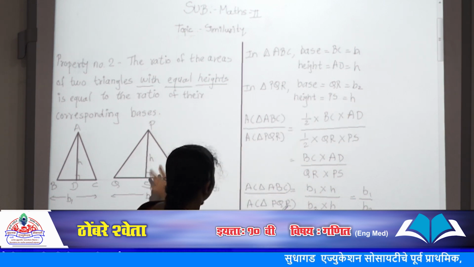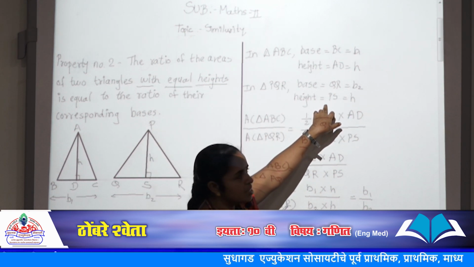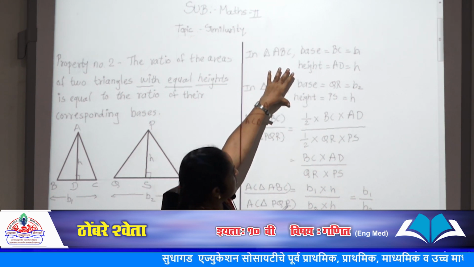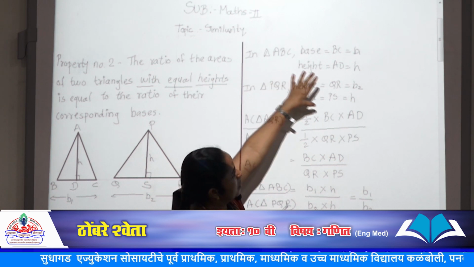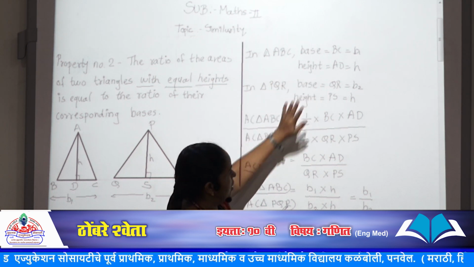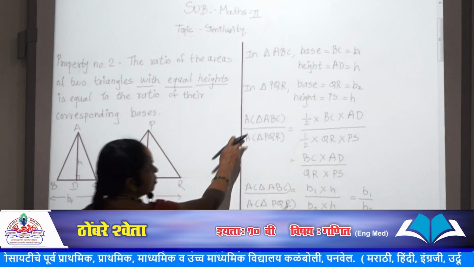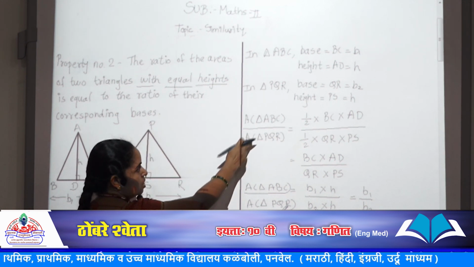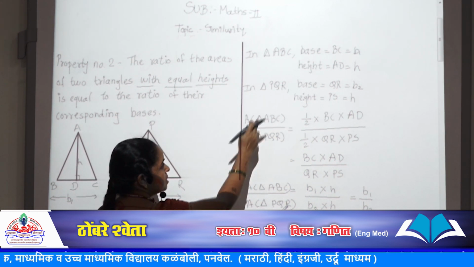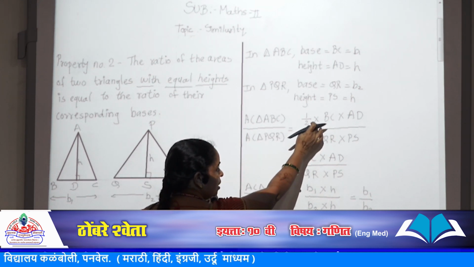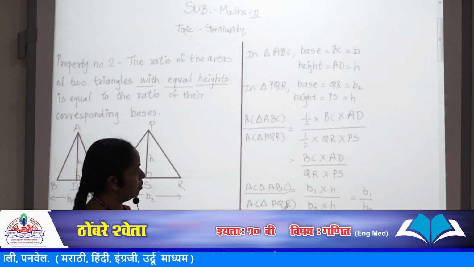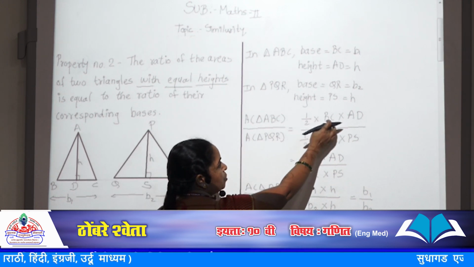And height is PS, we can represent this height as H. Now see students, both the triangles have equal heights, therefore here we show the heights by the same term, that is H, H. Now once again take the ratio of the areas of the two triangles. Hence area of triangle ABC upon area of triangle PQR is equal to. Here once again we are going to use the same formula, that is 1 upon 2 into base into height.